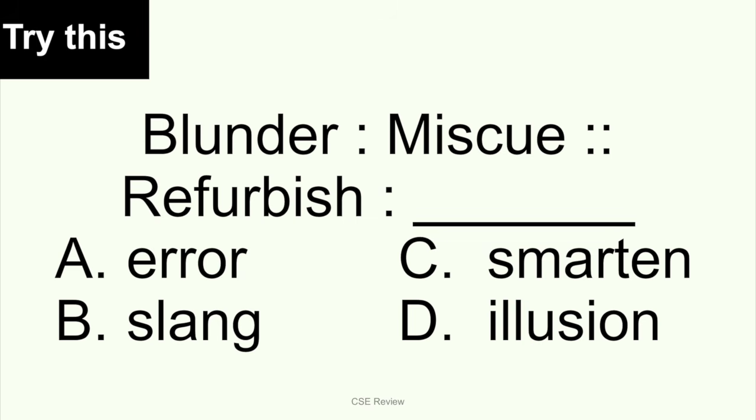Now, let's try this example. Blunder is to miscue, refurbish is to blank. I'll give you a minute.